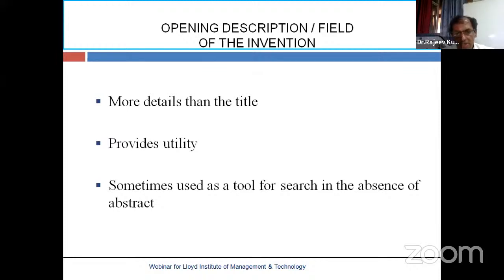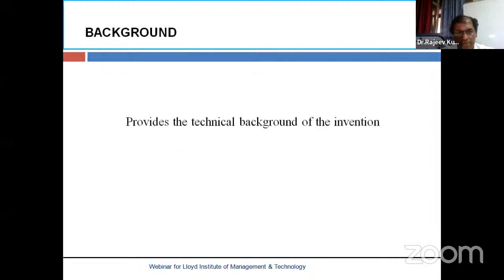किस काम आती है and वो क्या है? Then comes the background. It provides a technical background of the invention. It says that how your invention is solving different problems which were not getting solved prior to your invention filing.